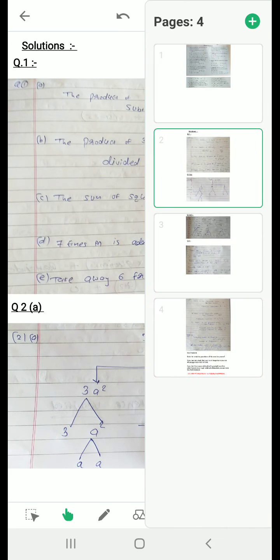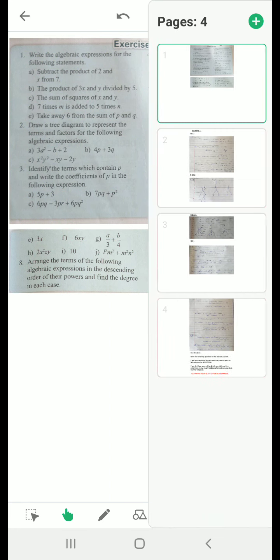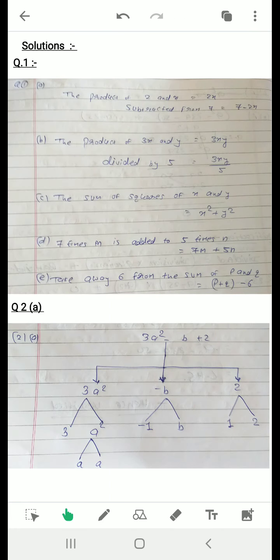Now the second question is: draw a tree diagram to represent the terms and factors of the following algebraic expressions. That means we need to find the factors of these algebraic expressions, which I explained in my introduction video. Here I am going to explain some questions.